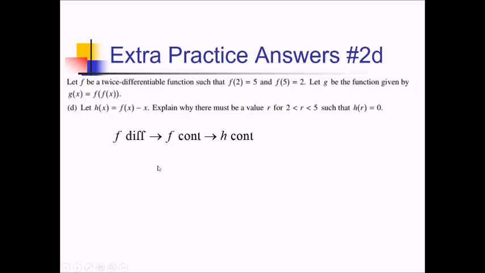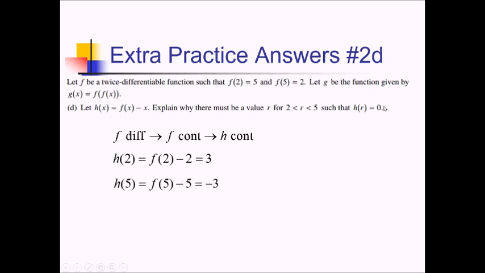Now we have to show that h of 2 and h of 5, we're going to have to show that 0 is between those two values. So let's take a look at h of 2. That's going to be f of 2 minus 2. Now f of 2 they gave us, that's 5, so that's 5 minus 2, which is going to be 3. Let's take a look now at h of 5. That's going to be f of 5 minus 5. They showed us f of 5 up here was 2, so this is 2 minus 5, which is negative 3.